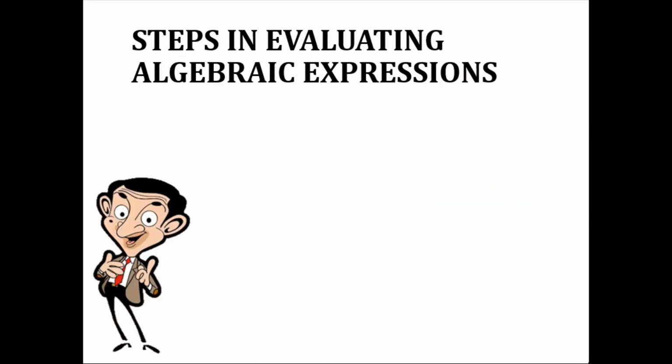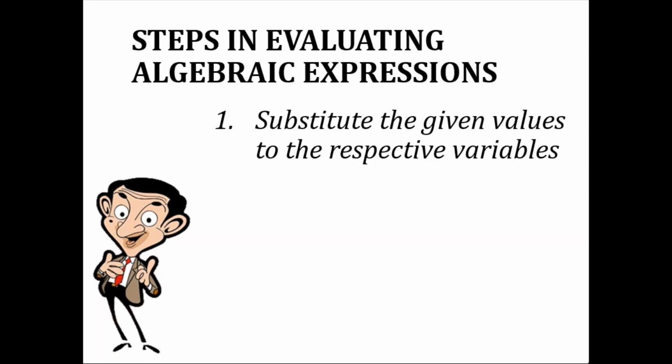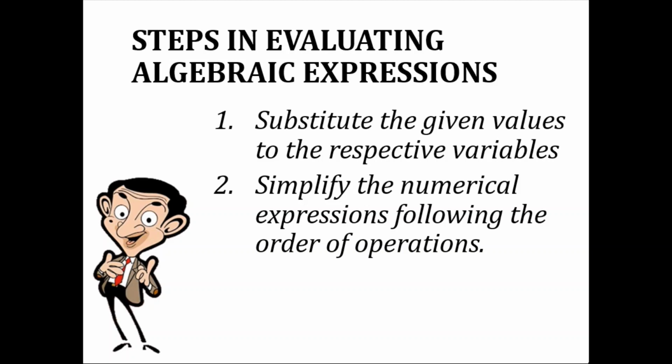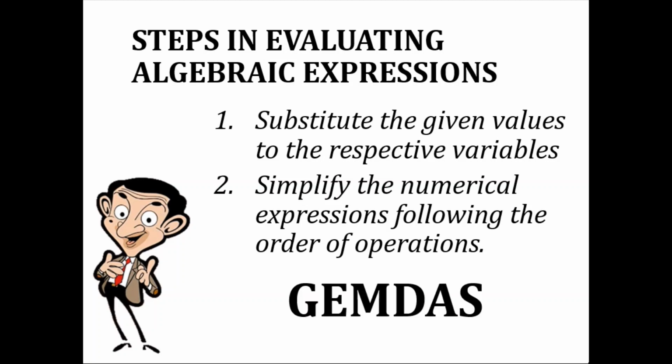From those two examples, we have actually followed 2 steps in evaluating algebraic expressions. Step 1. We substitute the given values to the respective variables. And step 2, we simplify the numerical expressions following the order of operations. And what is the order of operations? May I just remind everyone that it is called GEMDAS, where G stands for grouping symbol, E is exponent, M is multiplication, D is division, A is addition, while S is subtraction.